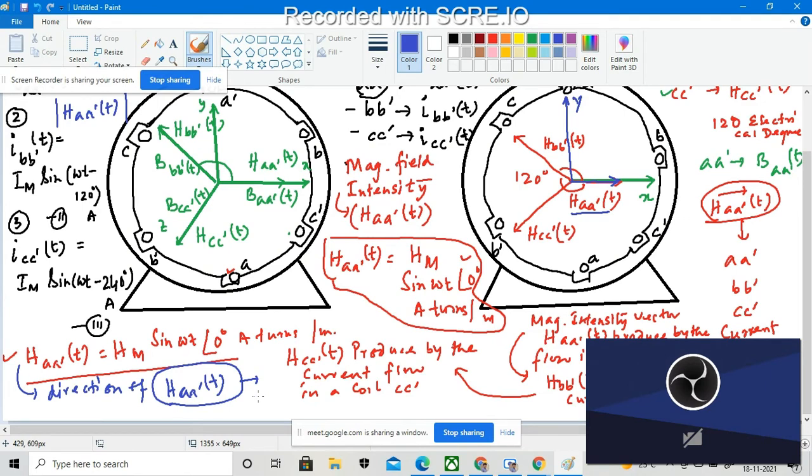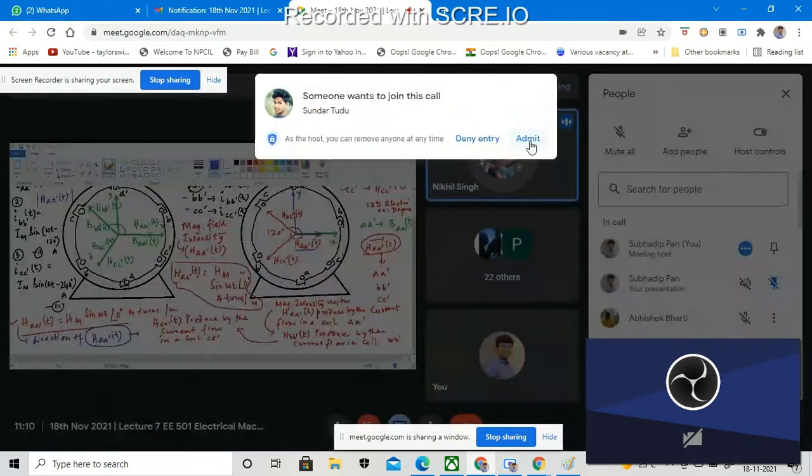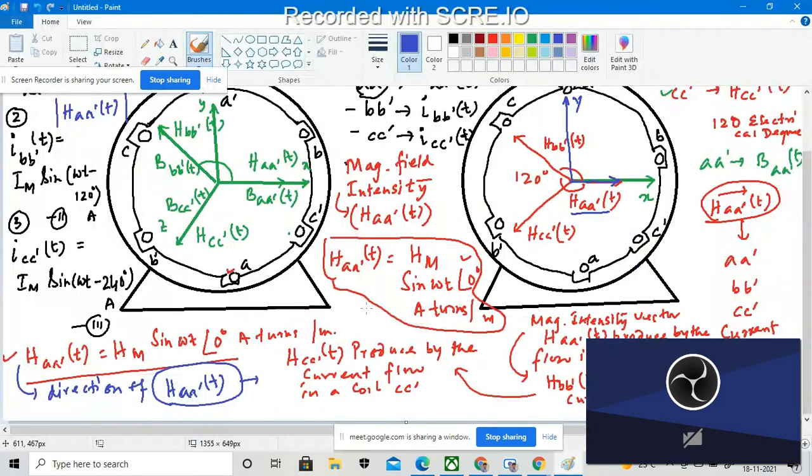Sir, 120 degree apart and 240 degree apart. Yes. So what will be my equation? Sir, in place of 0 degree, B would be 120 degree and C would be 240 degree. Yes, yes. So here we are drawing it. Okay, so H of B dash t is equal to the equation that I have written.